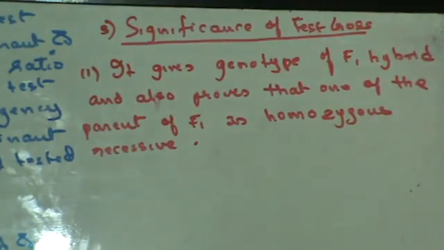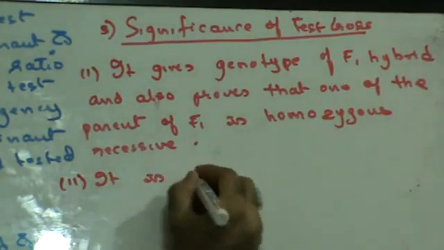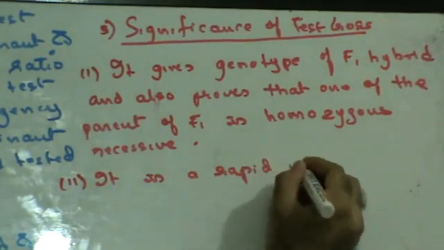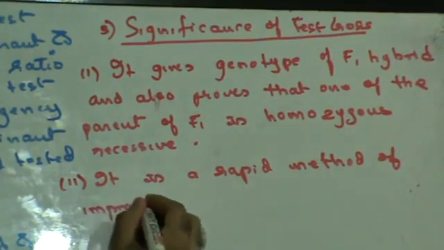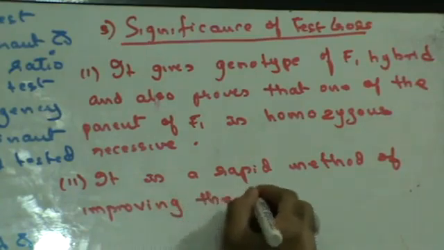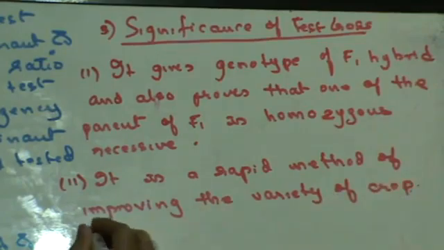That's the reason why you have the properties coming back, all the 4 different types of properties, right? Why would I use this in practical life? Because it's a rapid method of improving the variety of crop plants, right? So if I have to improve the variety of crop plants, I would use this.